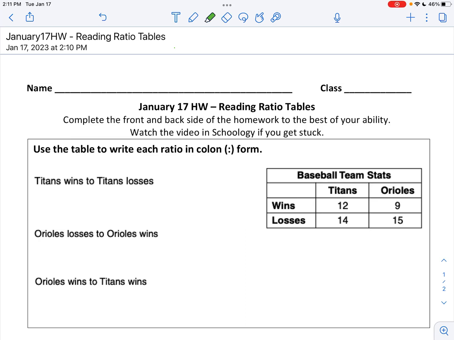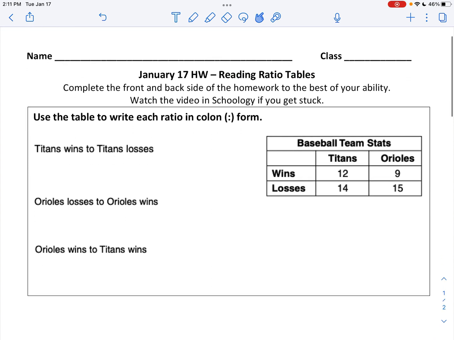Hello, sixth grade. Today we are working on reading ratio tables. It says complete the front and back side of your homework to the best of your ability and watch this video in Schoology if you get stuck.